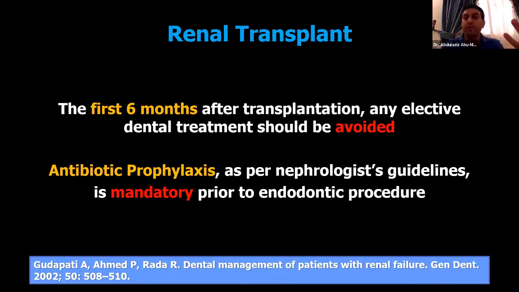Otherwise, a normal kidney patient who has only a kidney problem, you just reduce the amount of medication that will be nephrotoxic to the kidney. That's it, nothing more, nothing less.